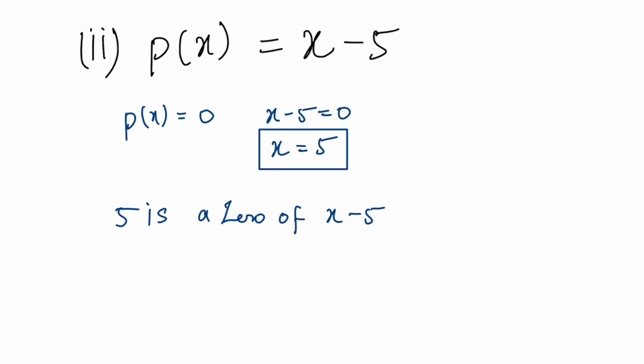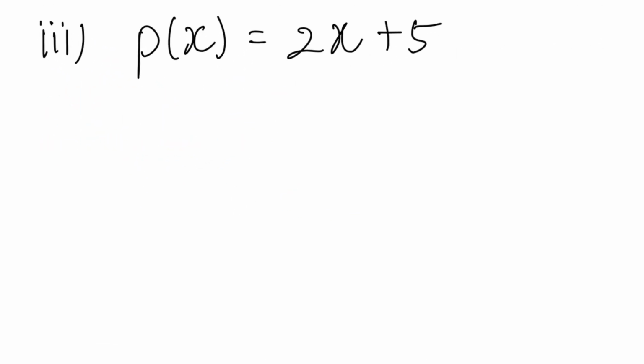So the procedure is quite simple. You are just going to equate p of x equal to 0, and with that you are going to try to solve for x. Okay, so that is all the procedure is, and you are just going to simply repeat that procedure for the next question as well.